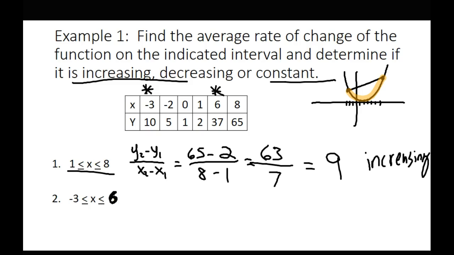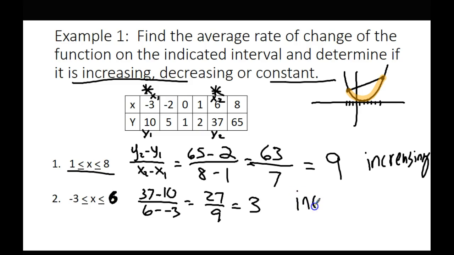Well, let's go ahead and do this. So what am I going to call this guy here? Okay. And this one? And that one's going to be y and y. All right. So let's plug it in. 37 minus 10 over 6 minus -3, and 27 over 9, which is 3. And is that increasing, decreasing, or constant? It's increasing again because it's positive. Okay, so that's average rate of change. That's basically just slope, right?